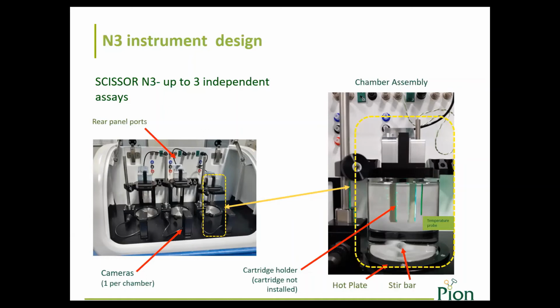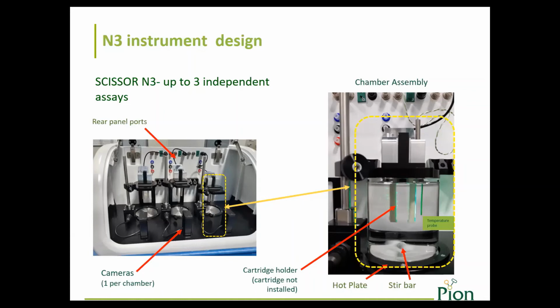On the left-hand side, then, this shows you where that chamber assembly goes. It's just one chamber assembly out of a possible three. You can run a single assay or two or three. You do not have to run all three at one time. The cameras are the black rectangles up front. What they show is that there's one camera for each chamber assay.